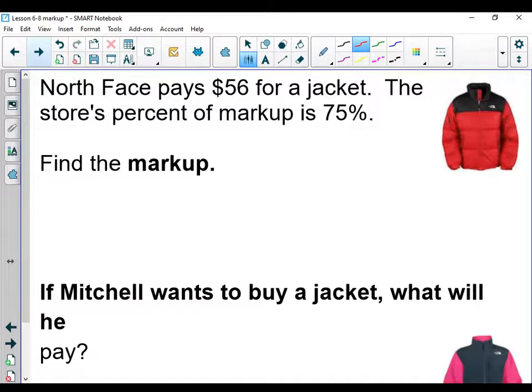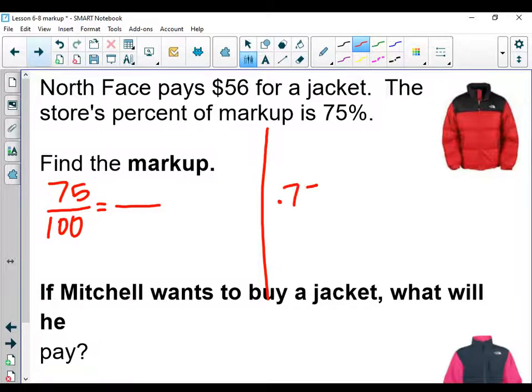Question 1. North Face pays $56 for a jacket. So there's a manufacturer that is making North Face jackets, and that costs North Face $56 to make the jacket. The store's percent of markup is 75%. So the CEO of North Face has said our markup is 75%. So right away we know the percent.